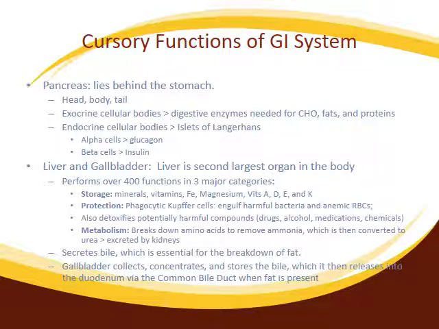The pancreas lies behind the stomach. It consists, as I said, of the head, the body, and the tail. They have both exocrine and endocrine cellular bodies. The exocrine cellular bodies provide the digestive enzymes that are needed to break down carbohydrates, fats, and proteins. The endocrine cellular bodies consist of those islets of Langerhans, and that is where our sugar processing agent is. That's our sugar factory, okay?